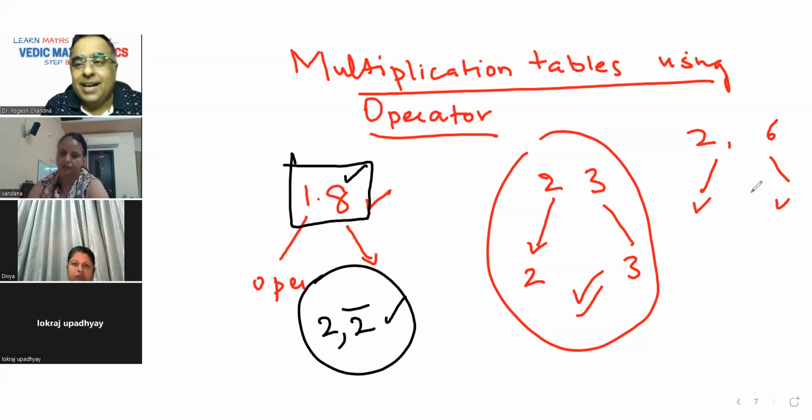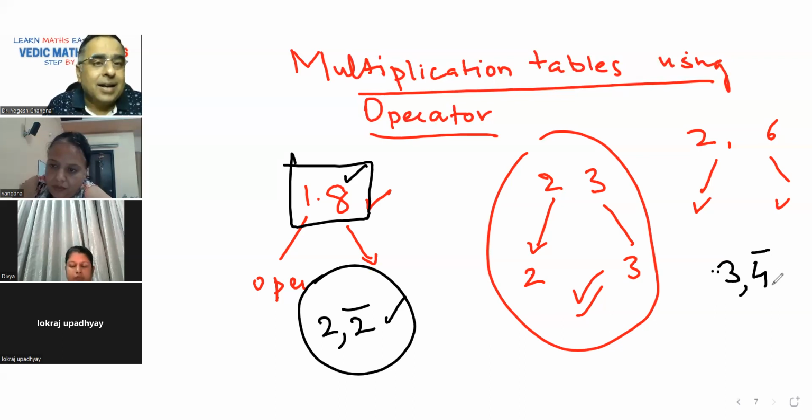Here 2 and 6. So 3, 4 bar. So 3 and 4 bar are the real operators, not 2 and 6.